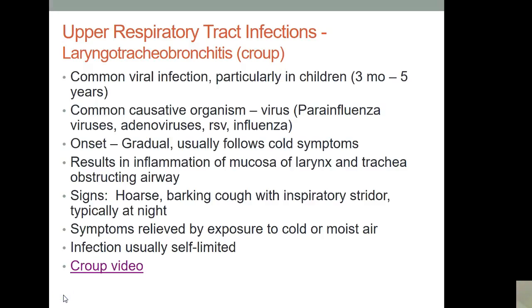The onset is gradual, usually following some other cold symptoms. It results in inflammation of the mucosa of the larynx, and that's why it affects their voice sound. So it causes a hoarse barking cough and an inspiratory stridor. And this is worse typically at night.